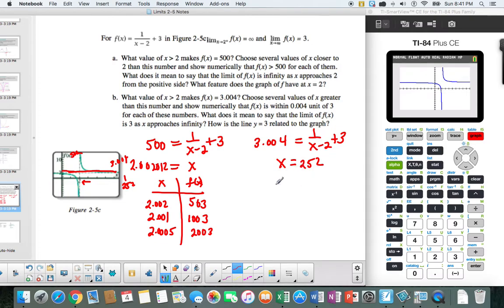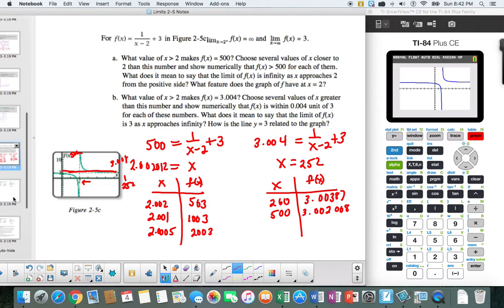Let's take a look at a table again, and let's take a look at values of x that are farther out. So if I let x be 260, this is how close I would be to the number 3, even closer than I was with the 0.004. And then at 500, it would be 3.002008. So the farther out you go, the closer you are to your limit. And this is how we explain the definition of the limit.